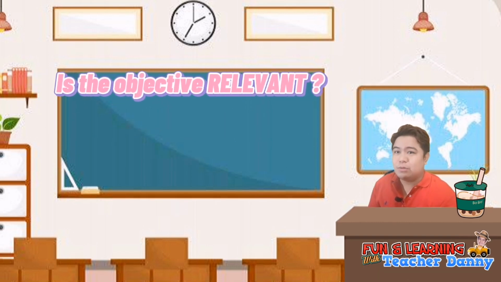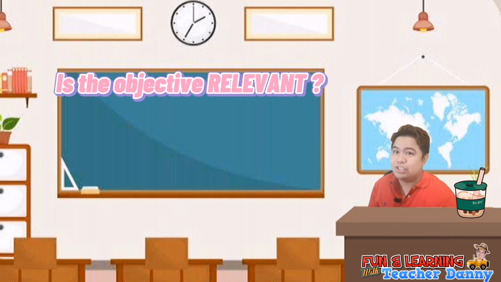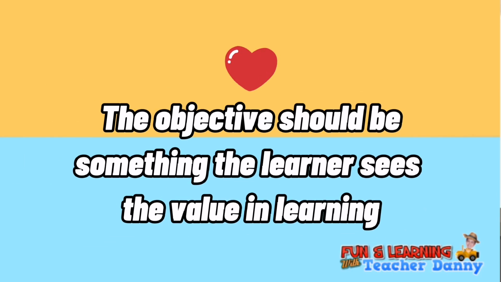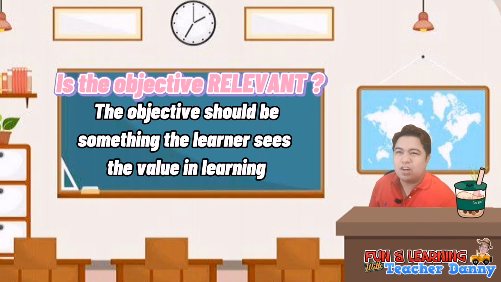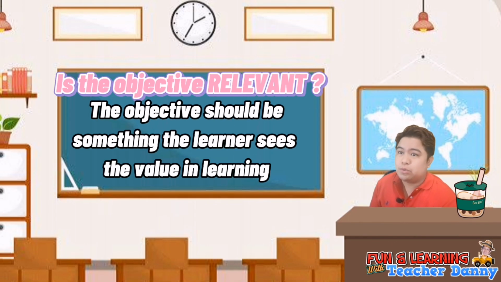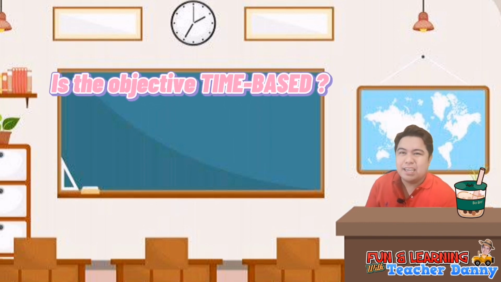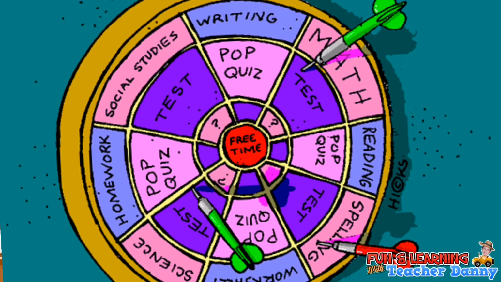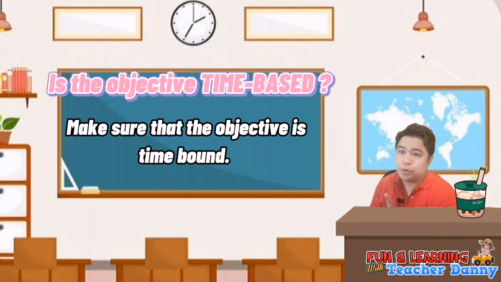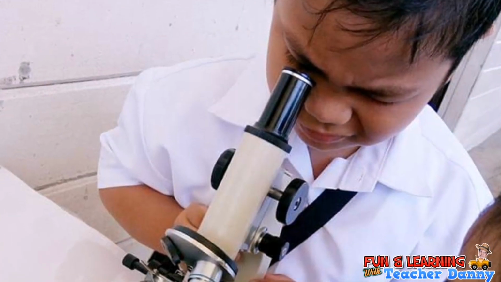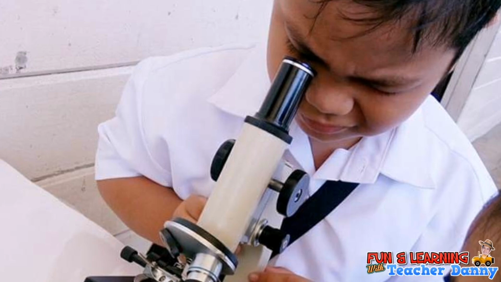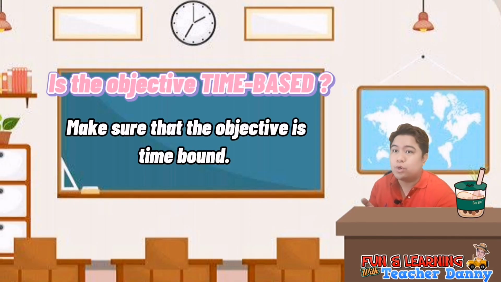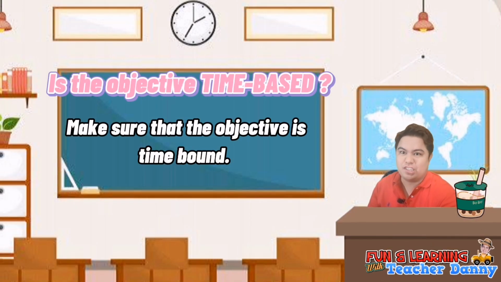R: Is the objective relevant to your class and students? The objective should be something that the learner sees the value in learning. Don't teach material that is not important or won't be used. And T: Is the objective time-based to align with your syllabus? Make sure your learning objective is something your learner will have to use in a timely fashion, like tomorrow or next week instead of next year.